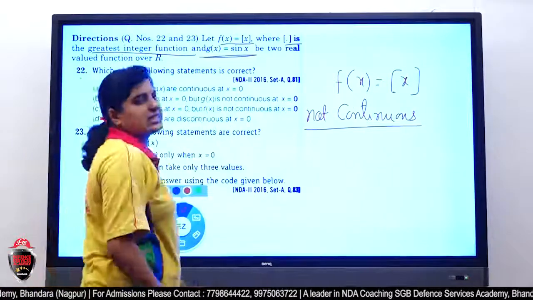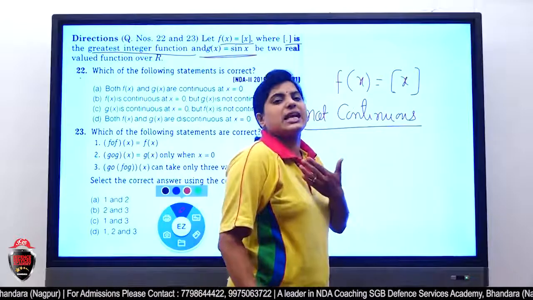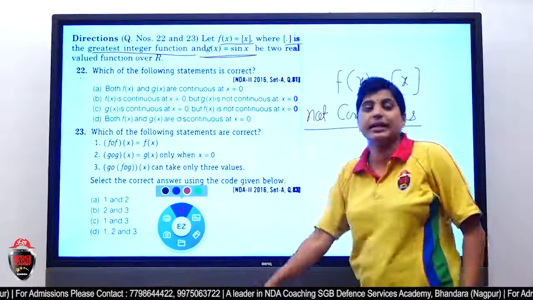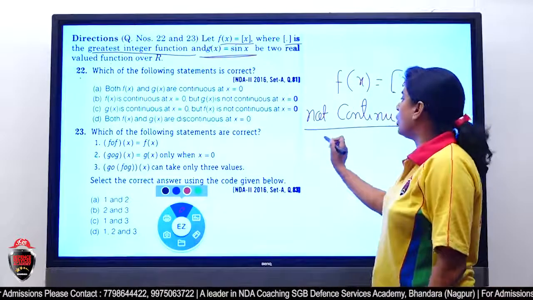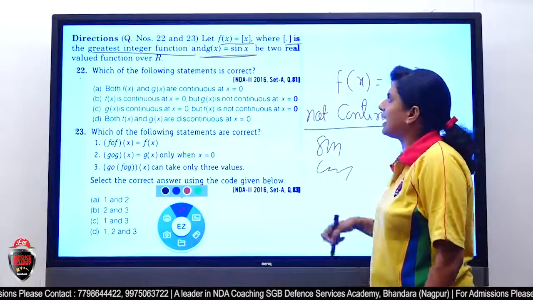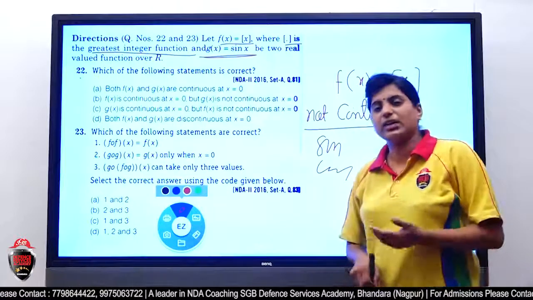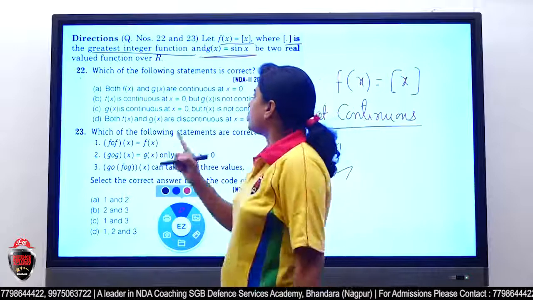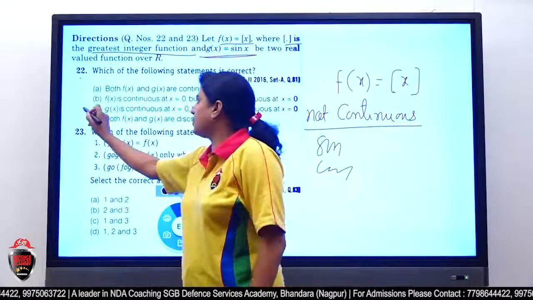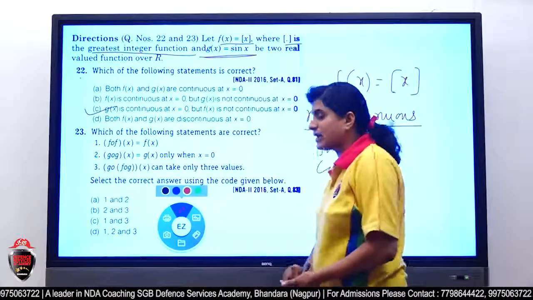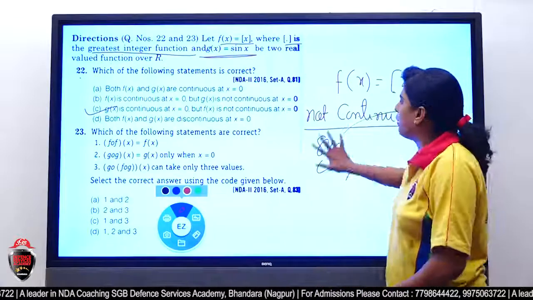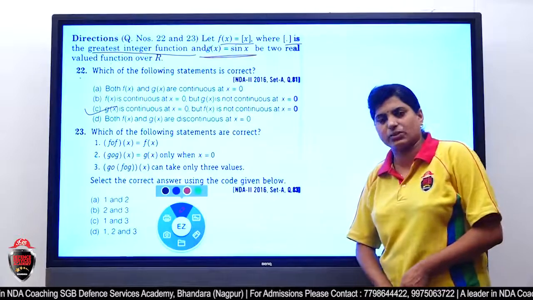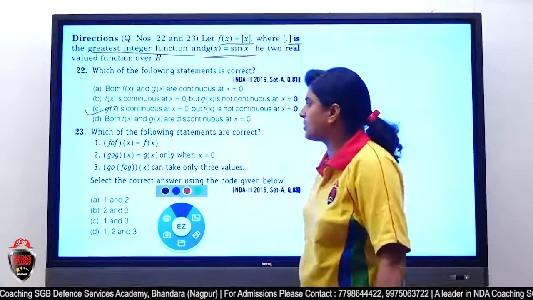g of x is sin x, and sin x is a trigonometric function, and as we already discussed, trigonometric functions sin, cos and tan are real valued functions which are continuous in their domain. It means the most appropriate answer is g of x is continuous at x is equal to 0, but f of x is not continuous at x is equal to 0. Move to the next question.